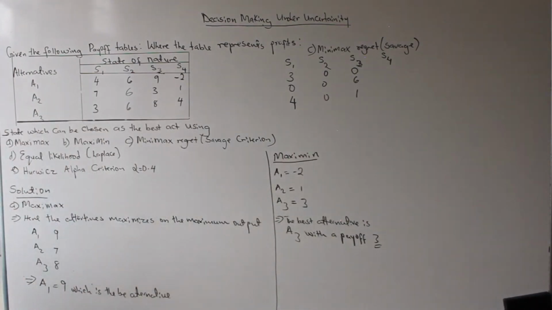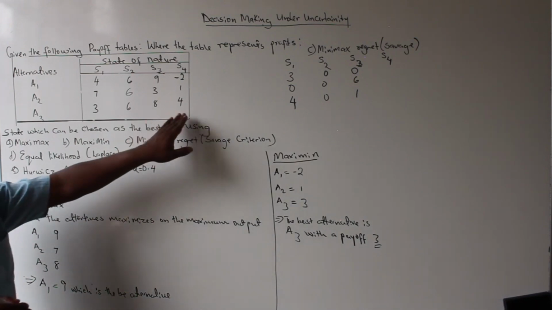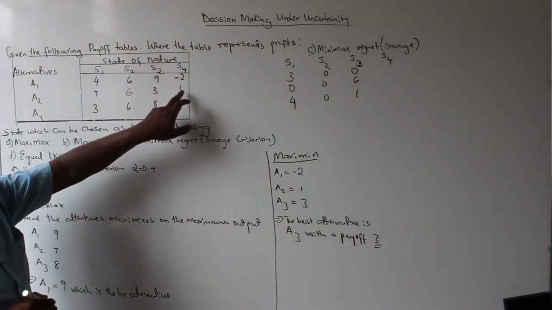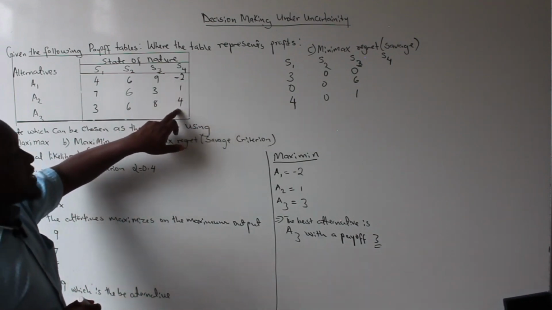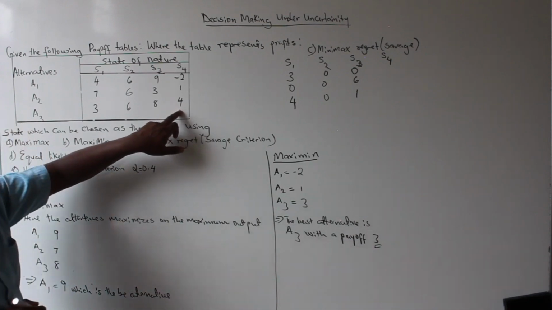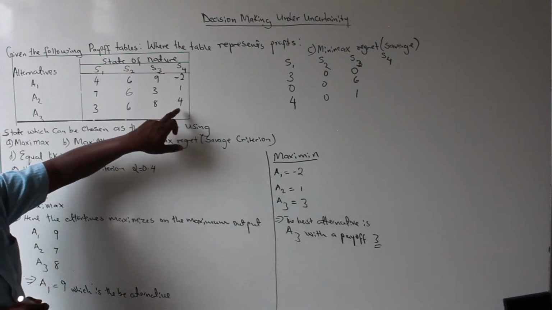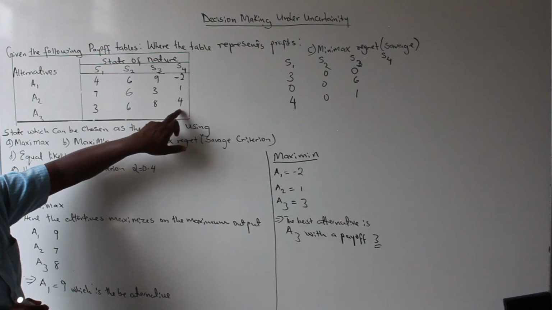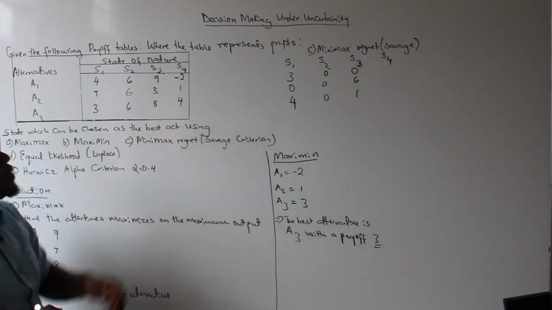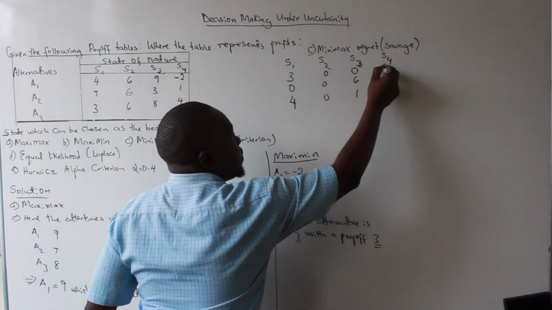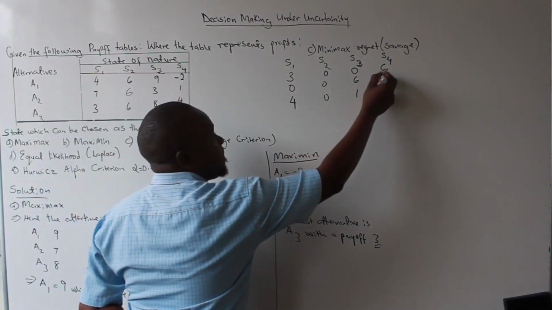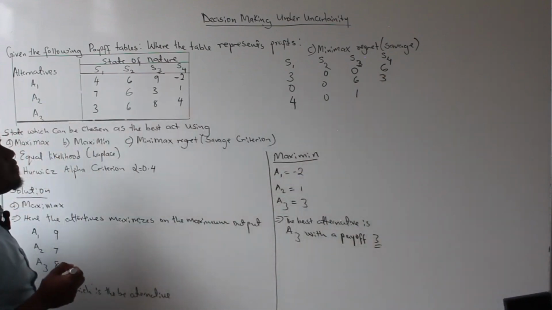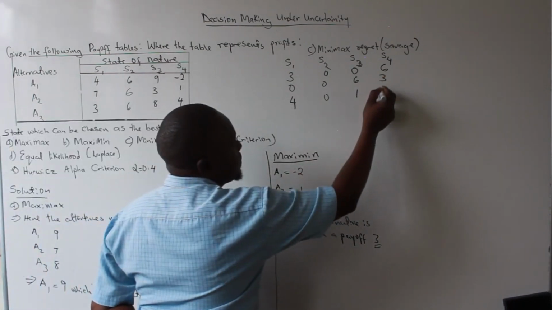You go to S4. Under S4, the maximum value there is 4. So what do we do? You subtract each and every value from 4. So it will be 4 minus -2. When a negative goes by, you get a positive number. So you get 6. Then 4 minus 1, that is 3. Then the final one will be 4 minus 4, which is 0.